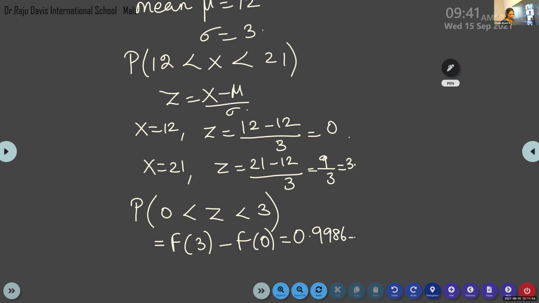F of 0. What is F of 0? Aditya, what is F of 0? 0.5000. F of 0 is always half of it, 0.5. Subtract it, and what is the answer? Tell me the answer.